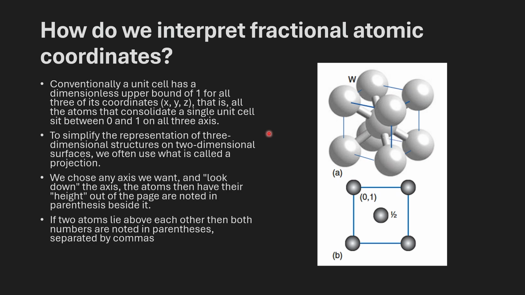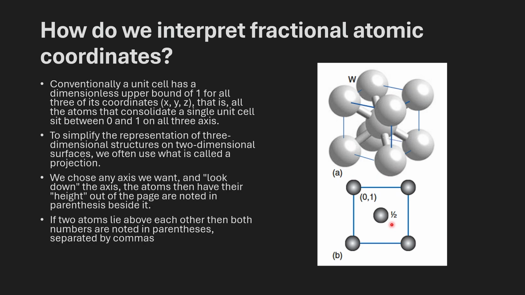We can make a simple representation of this by projecting the 3D structure onto a 2D surface, which helps us interpret it. We can choose any axis we want and look down that axis. The atoms will then have their height out of the page denoted by the parentheses beside it. As we can see here, we have tungsten in a body-centered cubic arrangement, where we have tungsten on the corners and one in the center. And then say we're looking top down, or we can look from any side here since it's symmetrical in all the axes.